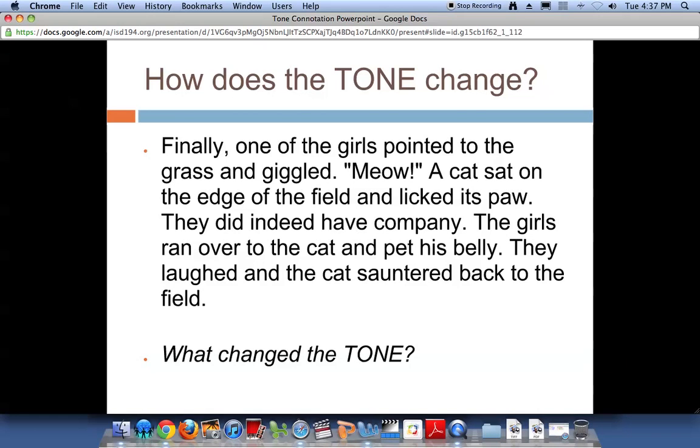Well, as you can see, the tone dramatically changed. There are a few factors that have led to this change. One, we find out that the dark-eyed danger that was lurking in the woods is nothing more than a cat. But then we also see some other words here that help break that tension. Words like giggled and sauntered back to the field. And even what the girls do, they run over and they pet the cat's belly. These all work to change the tone in a significant way. While this passage started off being suspenseful and full of danger, it gives way to this light-hearted, kind of fun finish.